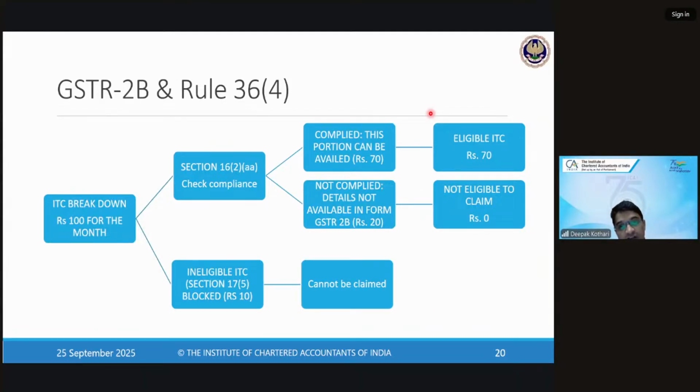So if we file GSTR 1 or 3B late, should a person pay a penalty for late filing? He should pay late filing fees, not a penalty. He should pay late filing fees and interest if the tax amount is not paid on time.